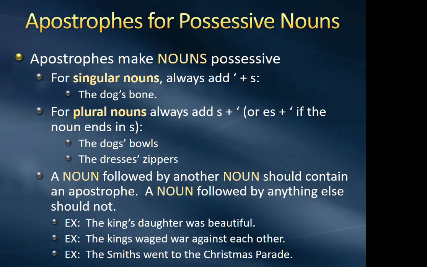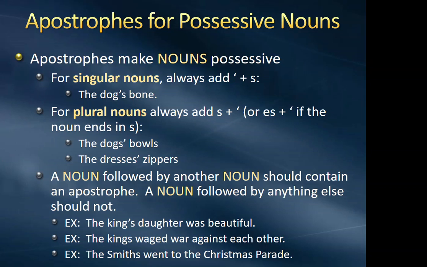So let's talk about apostrophes for possessive nouns. Apostrophes make nouns possessive. For singular nouns, you always add apostrophe and an S, like in the dog's bone. For plural nouns, you always add the S and then the apostrophe, or you add an ES if the noun ends in S.